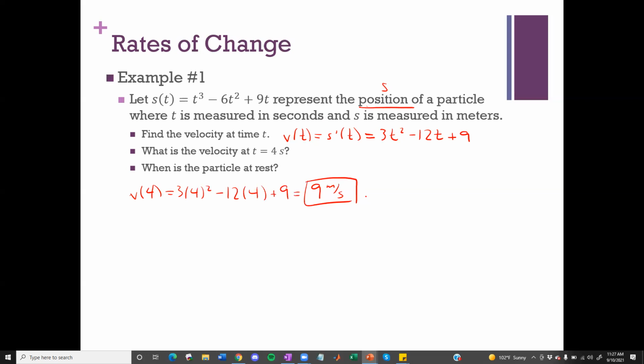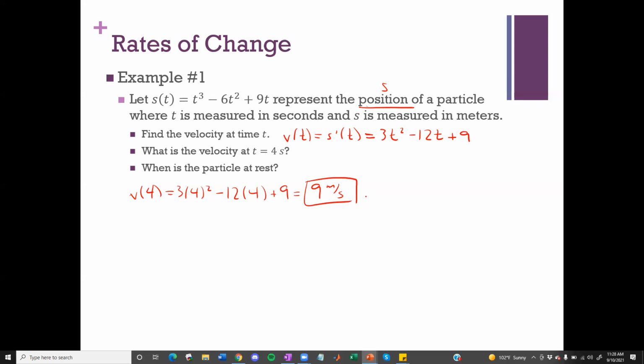The final question I want to ask is, when is the particle at rest? What does that mean? I heard the word zero. I heard the phrase rate of change. So what's that zero referring to? What do I need to look at? How fast the particle's moving. So you want its speed to be zero then.